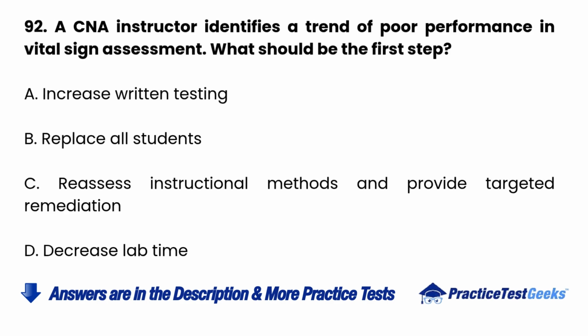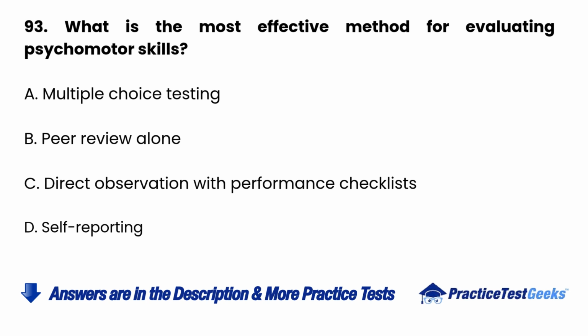92. A CNA instructor identifies a trend of poor performance in vital sign assessment. What should be the first step? A. Increase written testing. B. Replace all students. C. Reassess instructional methods and provide targeted remediation. D. Decrease lab time.